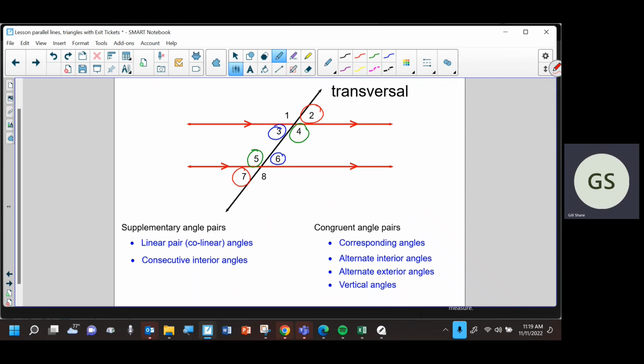All this is only true, by the way, if the lines are parallel. None of this would be true for that other figure I drew. Only if the lines are parallel. So did you give me the other two? 1 and 8 are also alternate exterior angles. 1 and 8 are alternate, opposite sides, exterior, outside the parallel lines, and they have the same measure.